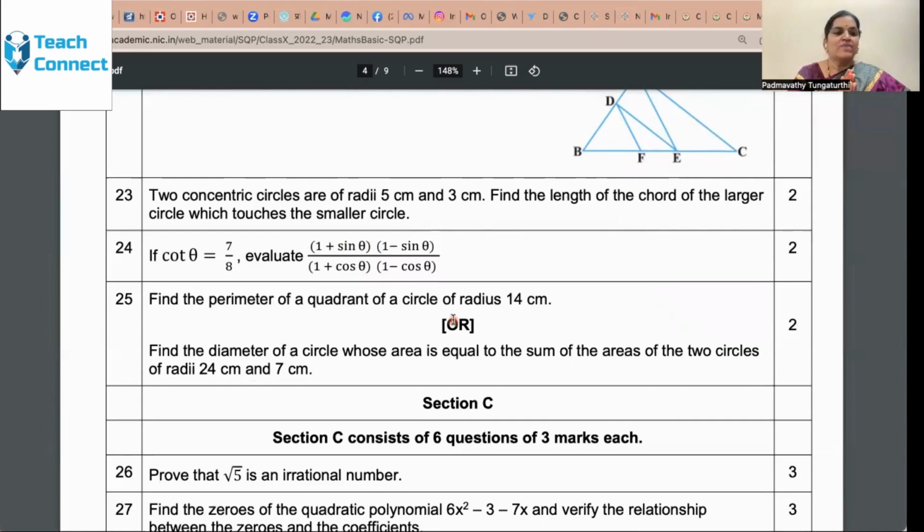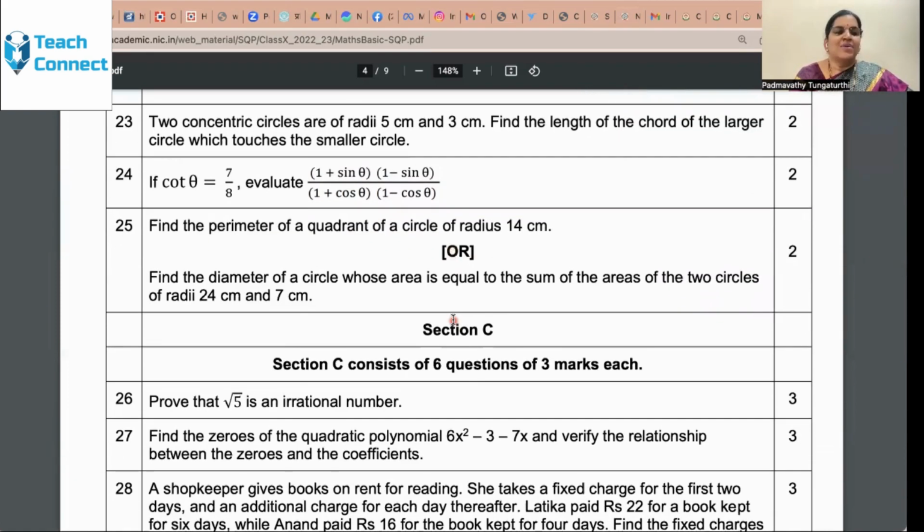Length of the chord of the larger circle which touches the smaller circle. The chord must touch the small circle. The children will have fun in drawing it. Now, cot theta is equal to 7 by 8. Evaluate (1 plus sine theta)(1 minus sine theta) by (1 plus cos theta)(1 minus cos theta). There is nothing to worry. Nobody has asked for a formula here.